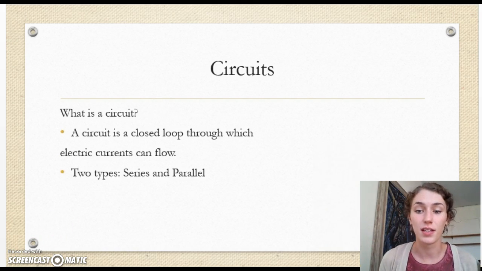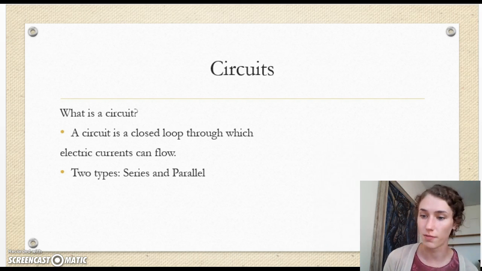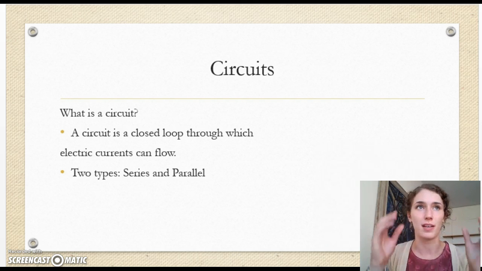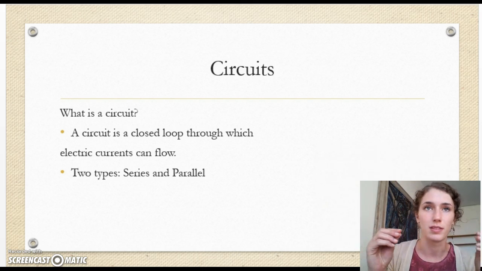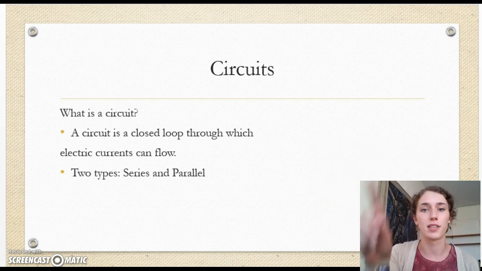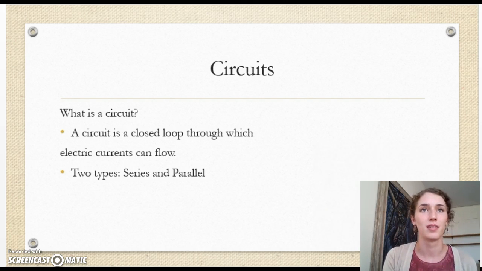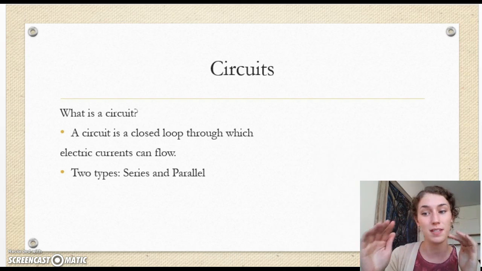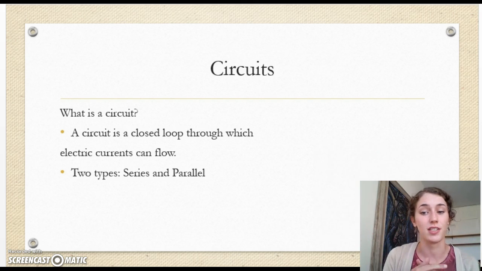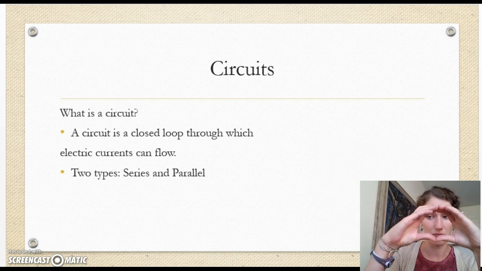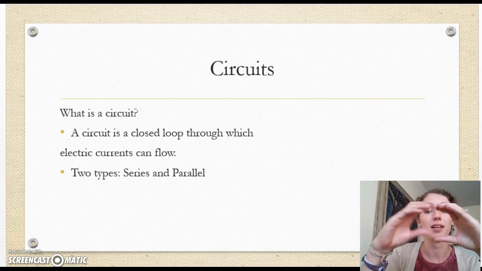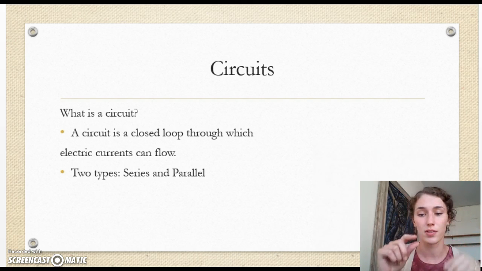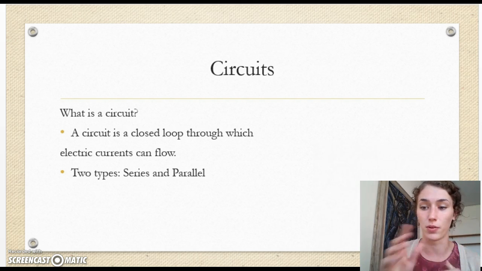A circuit is a closed loop through which electric currents can flow. So if we just think of the definition of a circuit that we think of just in like an English class, you can run circuits, which would just be like laps around a track or something. So speaking at the physics mindset, a circuit is just a closed loop, so like this makes a closed loop, but electric currents flow through it. So circuits will typically be composed of conducting material so that electric current can flow through it.